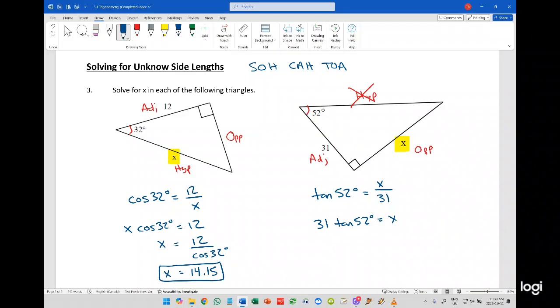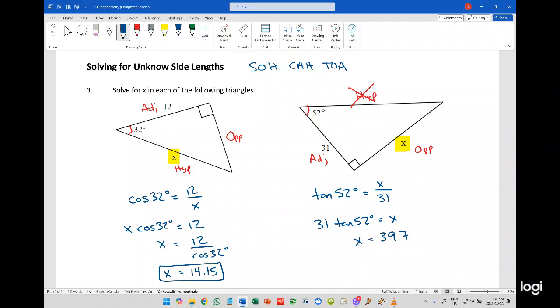Just be careful when you're punching this in your calculator. Depending on your calculator, you may have to do 52 and then hit the tan button, or you might hit tan first and then put in 52. If you're getting answers that are different than mine, you'll be able to figure out pretty quickly which way your calculator works if you didn't know already. But either way, I'm going to do the tan of 52 times 31, and I get 39.7-ish, we'll say.